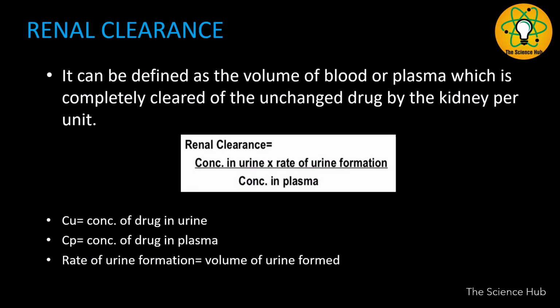Now, what is renal clearance? It can be defined as the volume of blood or plasma which is completely cleared of the unchanged drug by the kidney per unit time. Here you can see the formula. Renal clearance is equal to the concentration in urine times the rate of urine formation, divided by the concentration in plasma.